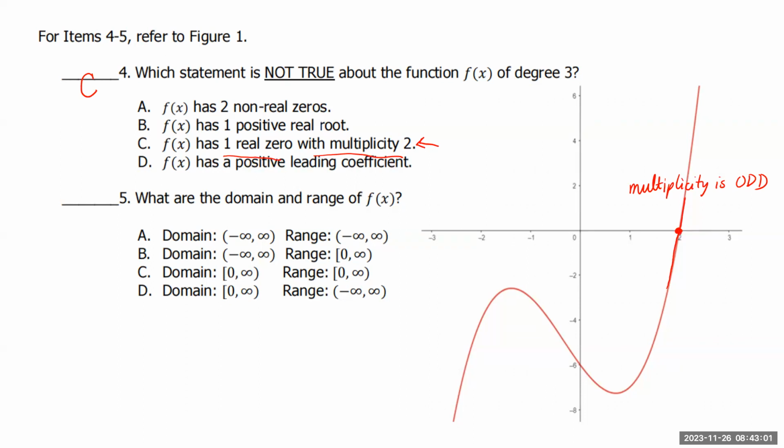Number 5, what are the domain and range of f of x? So to find this, we need to get the end behavior. And obviously, from the graph, the end behavior is down, up. Okay? So if you have a down, up, or up, down end behavior, then the domain is automatically all real numbers and the range is also all real numbers. So letter A.